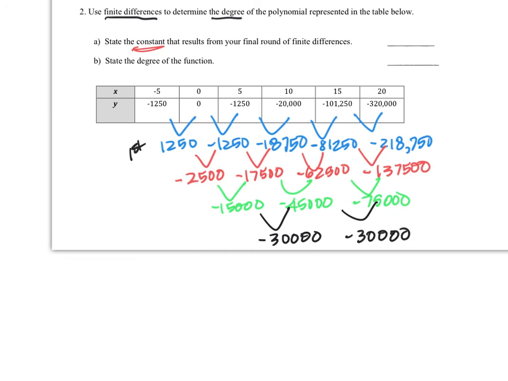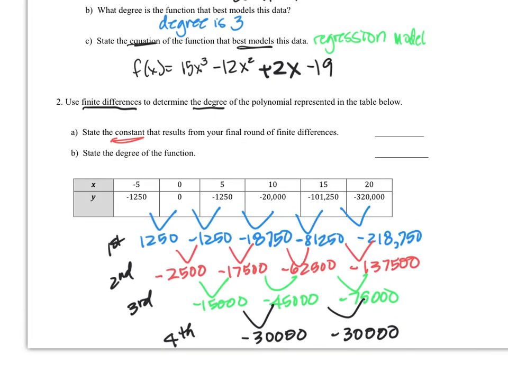First degree, second degree, third degree, fourth degree. So that's going to be a quartic. What is our constant? Negative 30,000. And what is our degree? 4. All right, there you have problems 1 and 2.